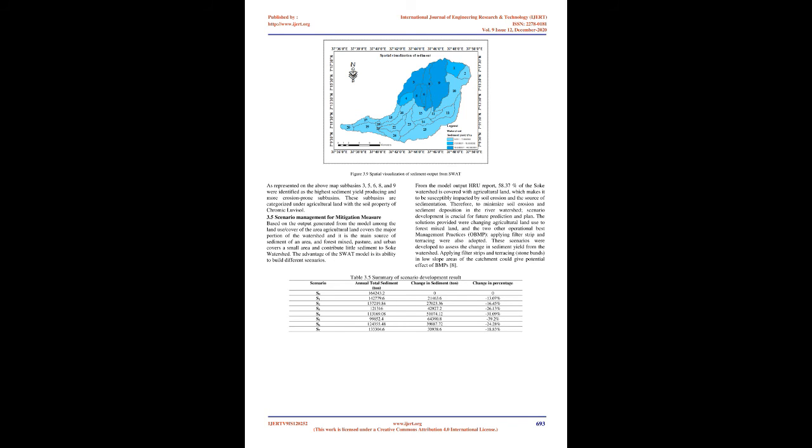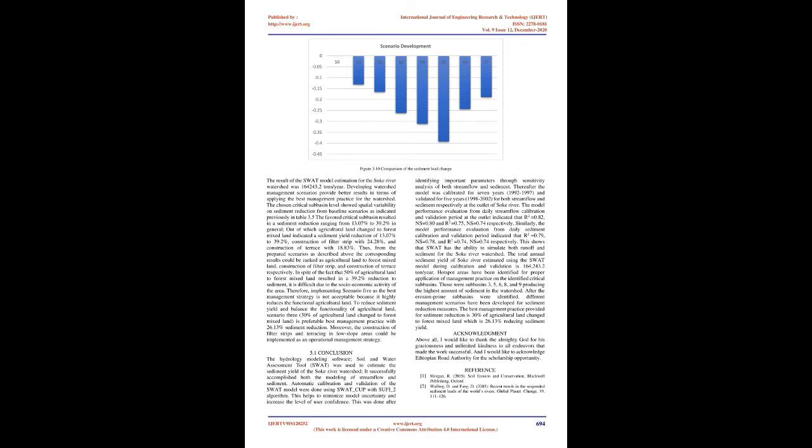From the model output HRU report, 58.37% of the Soke watershed is covered with agricultural land, which makes it susceptible to soil erosion and a source of sedimentation. Therefore, to minimize soil erosion and sediment deposition in the river watershed, scenario development is crucial for future prediction and planning. The solutions provided were changing agricultural land use to forest mixed land, and two other operational best management practices, OBMP, applying filter strip and terracing, were also adopted. These scenarios were developed to assess the change in sediment yield from the watershed.